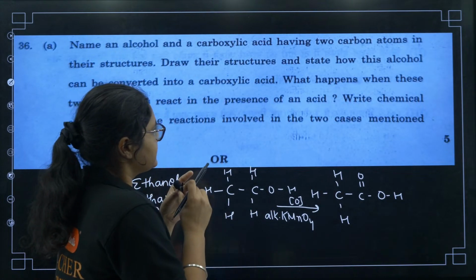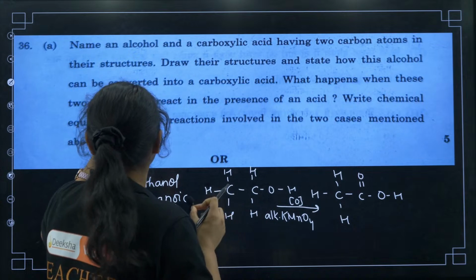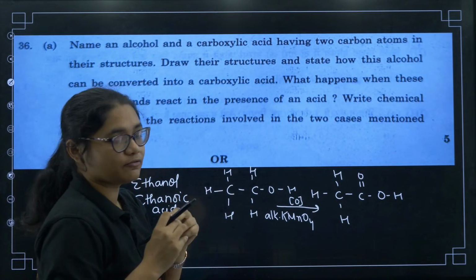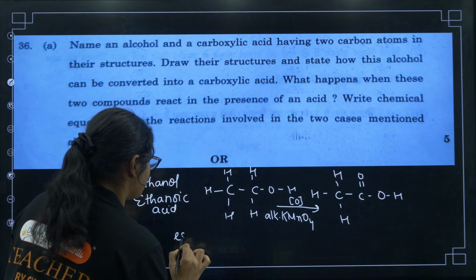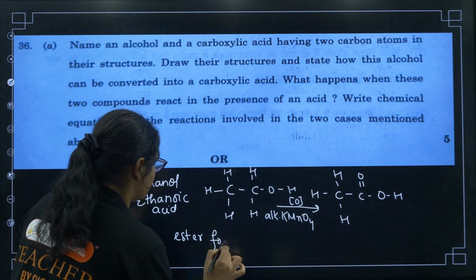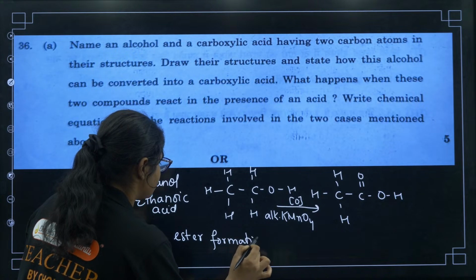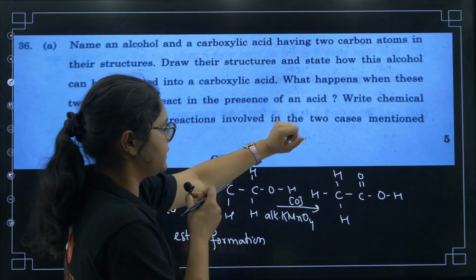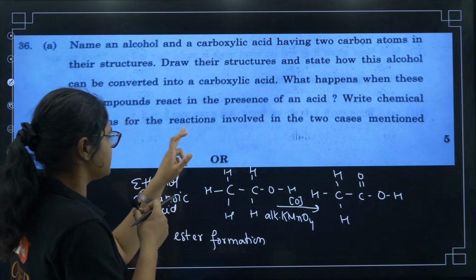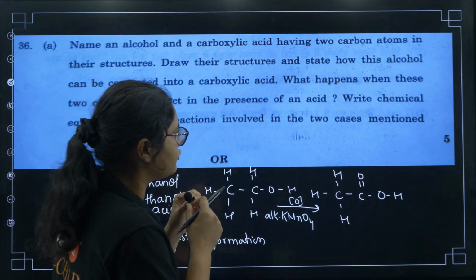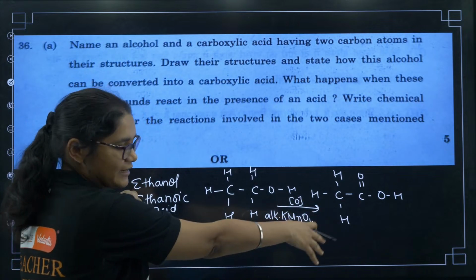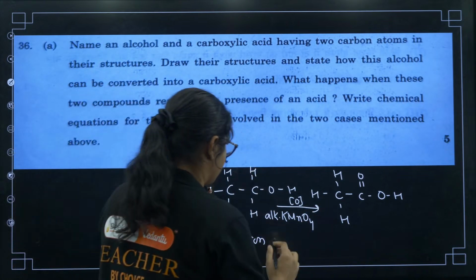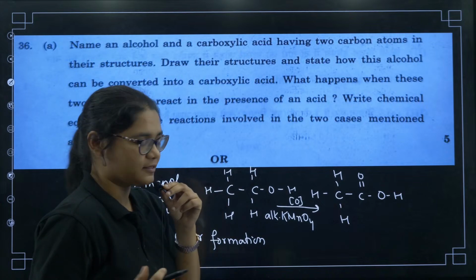Okay. Next, what happens when these two compounds react in the presence of an acid? When these two compounds will react in the presence of an acid, what happens? Ester formation takes place. Right? So that you have to mention, that ester formation takes place. Write the chemical equation for the reactions involved in the two cases mentioned above. So yes, one reaction is already written. Okay, then for the next one, that is for ethanol and ethanoic acid.